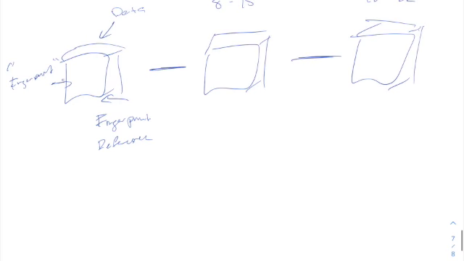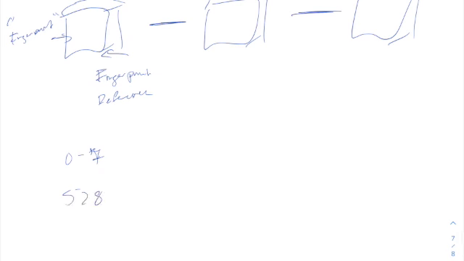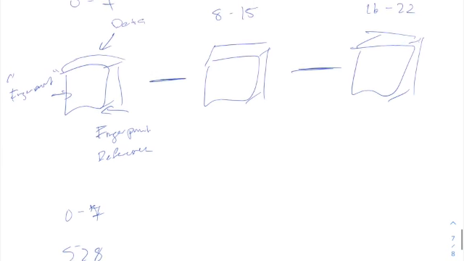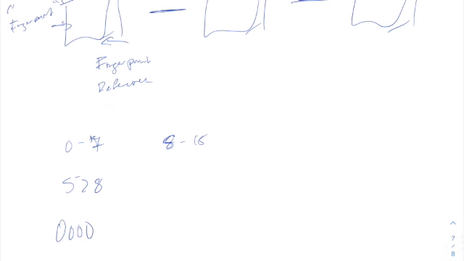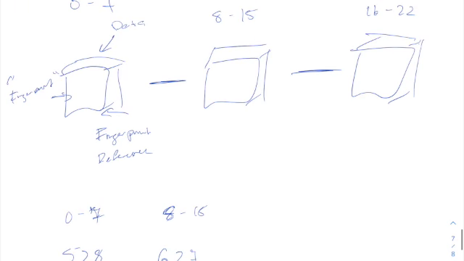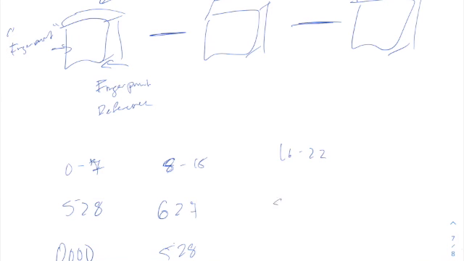So say this one, it has the 0 through 7 data. It has its fingerprint of 528. And it doesn't reference any fingerprint, so it has quadruple zeros. This one has its data of 8 through 15. It has the fingerprint of 627, and it references 528. This one has obviously 16 through 22 data. It has its fingerprint of 854, and it references 627. So that goes there, that goes there.